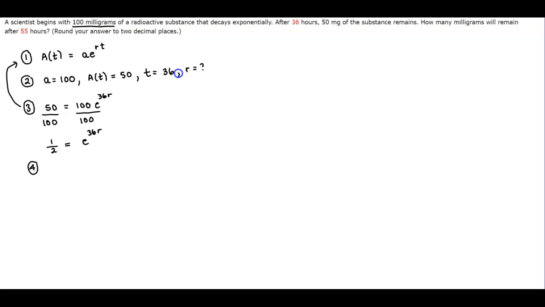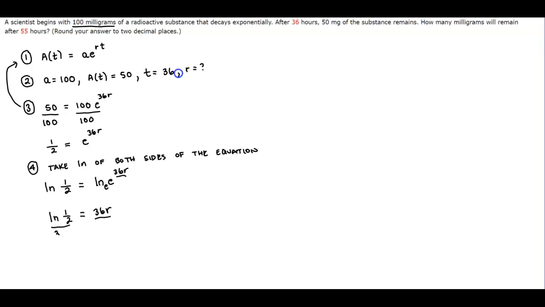Okay, so now what we can do is take the natural log of both sides of the equation. So we have the natural log of 1/2, which is equal to the natural log of e to the 36r. And this base is e. When we take the natural log of e that has a base of e, then it's going to equal the exponent, which is 36r. And now we can solve for r by dividing both sides by 36. So r is going to equal the natural log of 1/2 over 36.